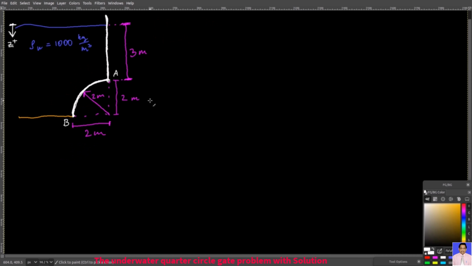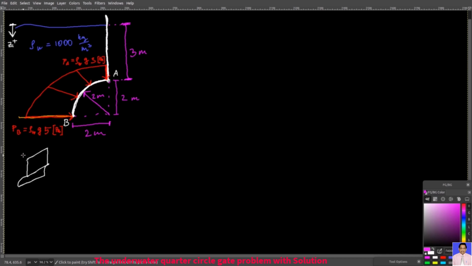So let's now find the total resultant force that acts on this section from point A to point B. This is the pressure distribution that this section experiences. If we look at point A, then pressure at that point is the water density times g times 3, because its depth is 3 meters. And of course it's normal to the surface. And then if we look at point B, then pressure at this point is the water density times g times 5. That's because point B is 5 meters below the sea level, 3 plus 2. And of course they are in pascals.